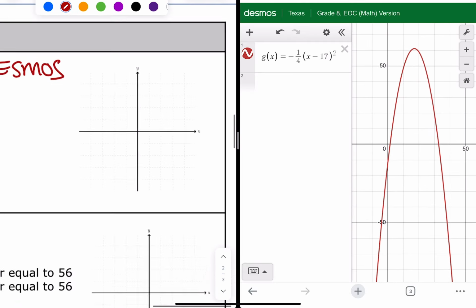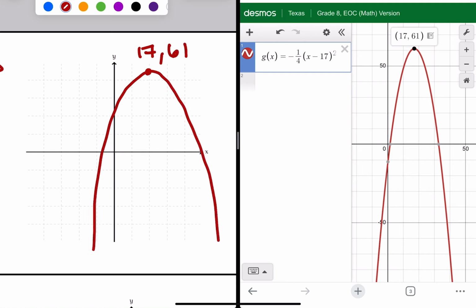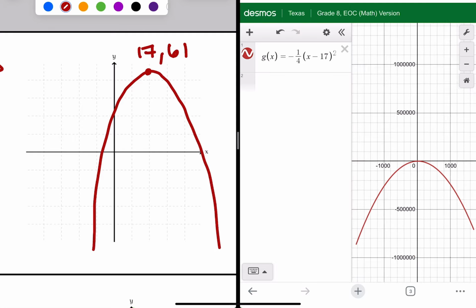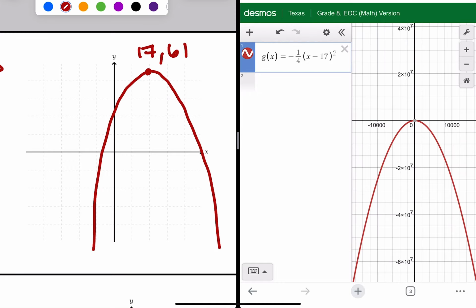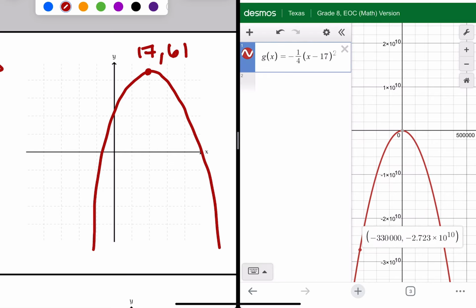So we're going to draw this shape over here to help us. And I want to find that vertex, 17, 61. This doesn't have numbers, so we're just going to roughly draw it. And we're going to draw our U shape. Now, when we look at this, if I zoom out forever and ever, all the way out, it doesn't stop. You still see red down here, and it's never going to stop. So I know I need to add arrows.